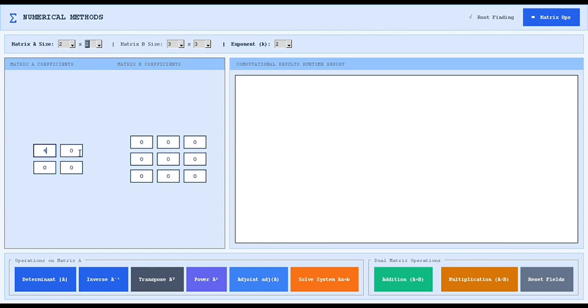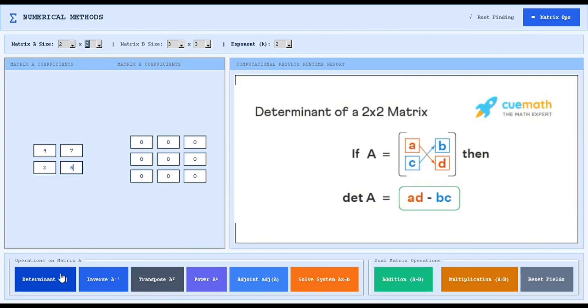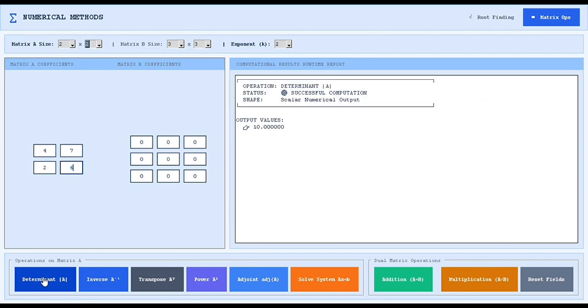I will input row 1 as 4 and 7 and row 2 as 2 and 6. When I click the determinant, the program applies the formula AD minus BC for this matrix, that is 4 times 6 minus 7 times 2, giving us a result of 10. This confirms the matrix is non-singular and therefore has an inverse.